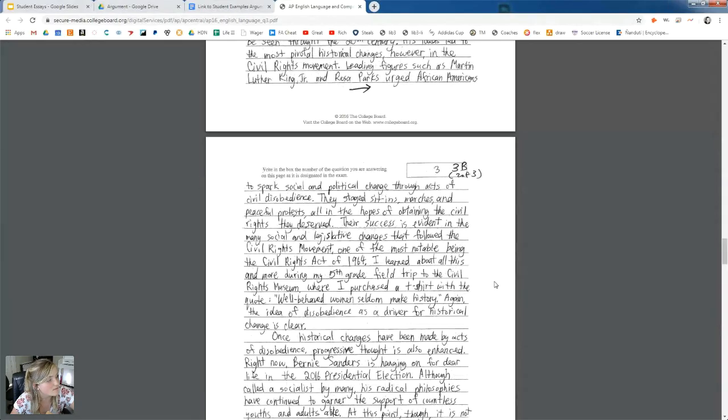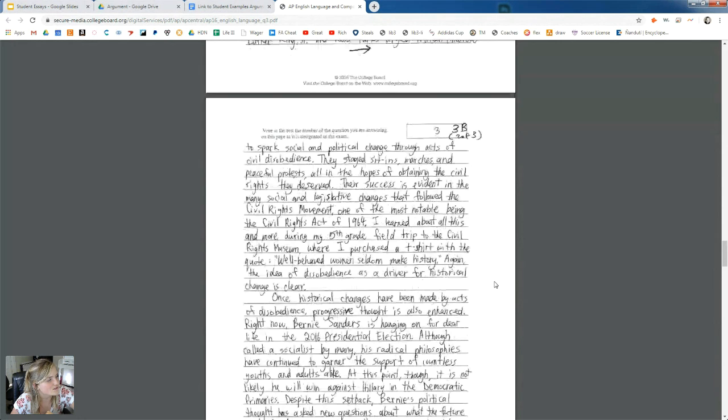One of the most notable being the Civil Rights Act of 1964. I learned all about this and more during my 5th grade field trip to the Civil Rights Museum, where I purchased a T-shirt with a quote, "Well-behaved women seldom make history." Again, the idea of disobedience as a driver for historical change is clear.